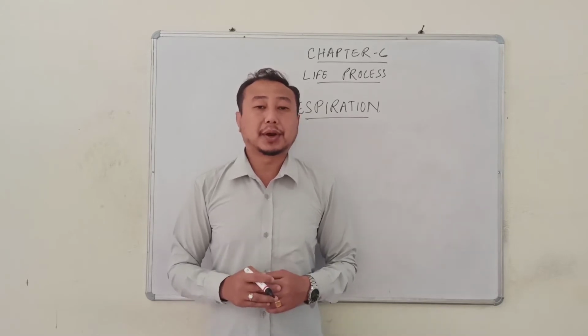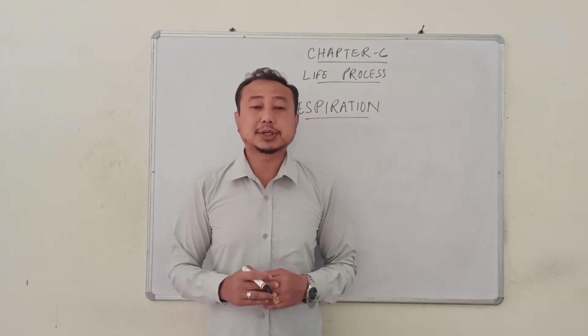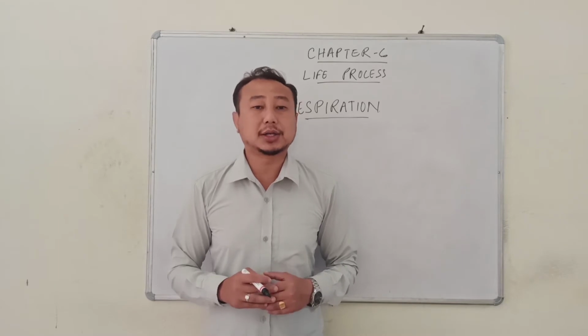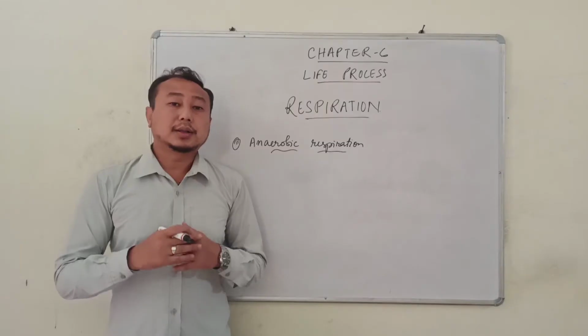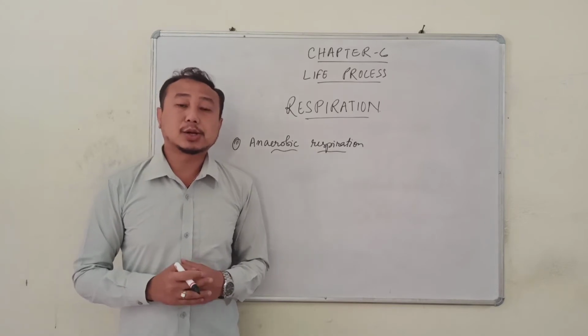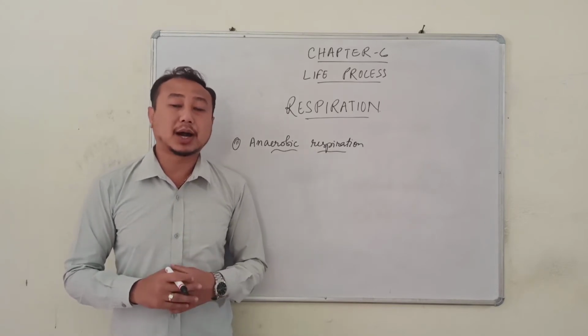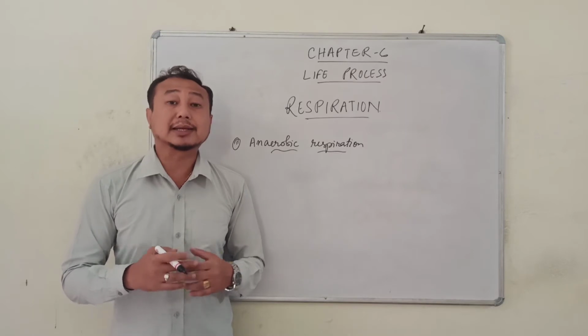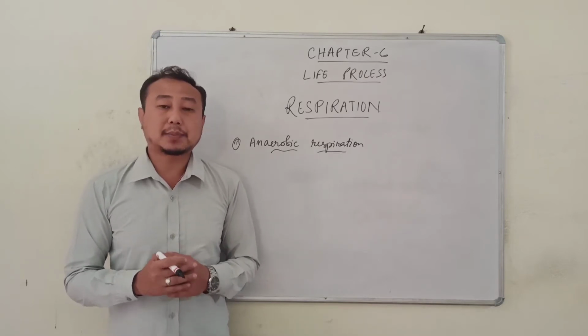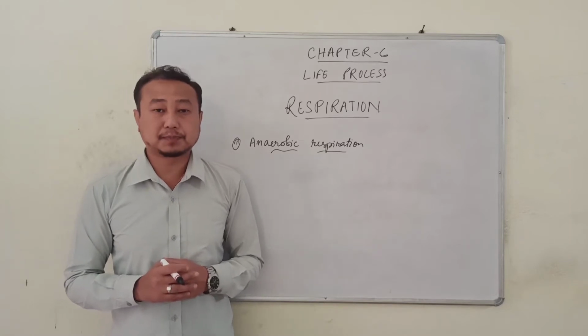Depending upon whether oxygen is utilized during the process of respiration, this process of respiration is divided into three different types. The first type of respiration is the anaerobic respiration. This anaerobic respiration is generally performed by the unicellular organism, and it is done in the absence of oxygen. Let us see what happens during this anaerobic respiration.